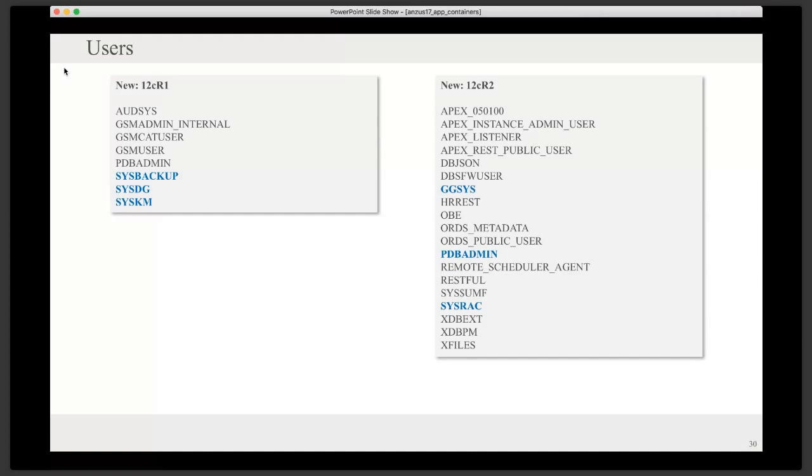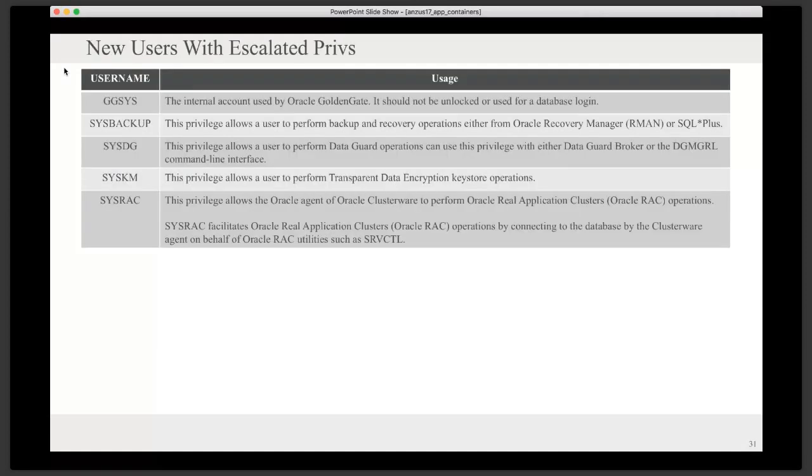So I've got a slide here, next slide, that says new users with escalated privileges, that gives some sense of what these particular users are and how Oracle expects us to use them. You'll notice that the ones that came in 12.1, SYSBACKUP, SYSDG, and SYSKM, are things that we can use. We can assign these to humans who can do work. GGSYS and SYSRAC, Oracle says, do not unlock these. These are not for you.